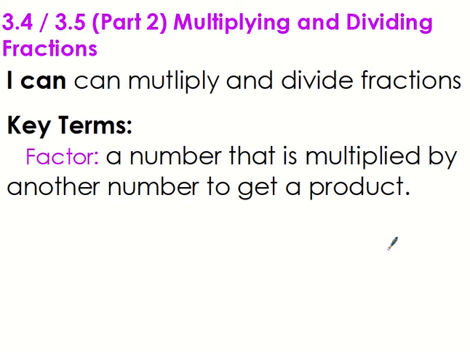Today's key term is a factor. It's a number that is multiplied by another number to get a product. So 2 is a factor of 6 because I can multiply it by 3 to get it, and 3 is a factor of 6 because I could multiply it by 2 to get 6. Make sure you pause and copy that down before you continue the video.